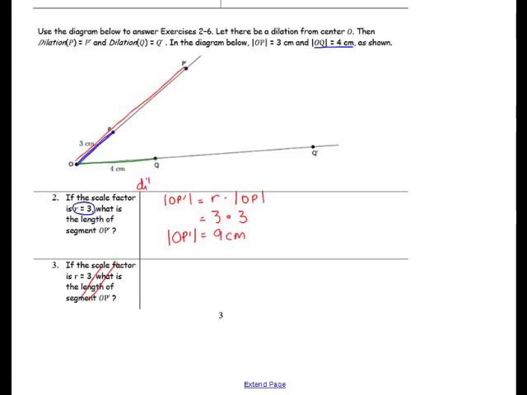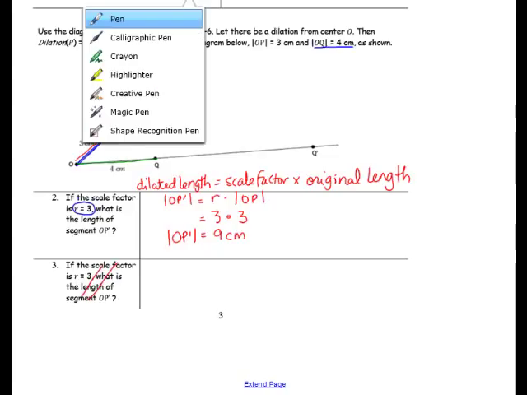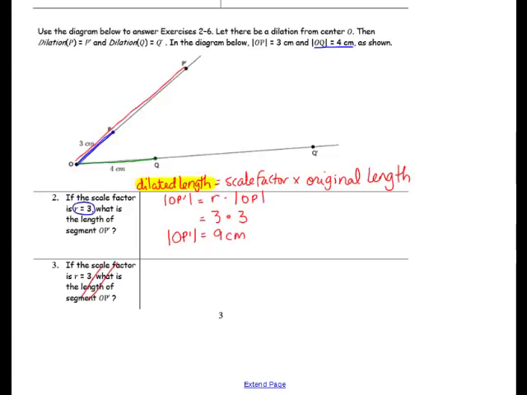This is the dilated length is equal to the scale factor times the original length. So that is our explanation. That's how we know our answer is correct. The dilated length, which is OP prime, is equal to the scale factor, which was R, times the original length, which was 3.